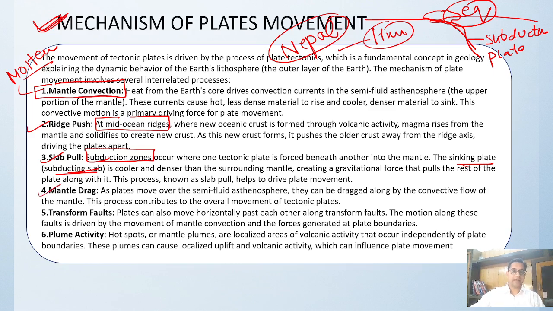Then mantle drag: when the semi-fluid asthenosphere is dragged along the convectional flow, the plate also moves like that. Transform faults: faults are where the plates are broken. If anything is moving along these plates, it generates forces. And plume activity: hot spots, mantle plumes, that red magma, they all create a kind of uplift and volcanic activity, because of which the plate started moving.